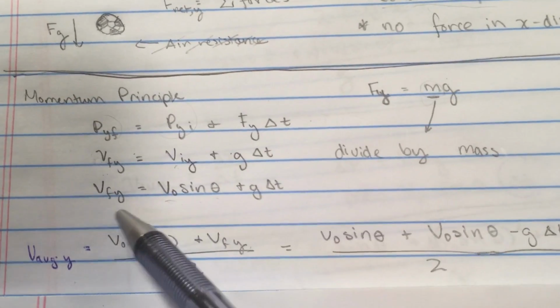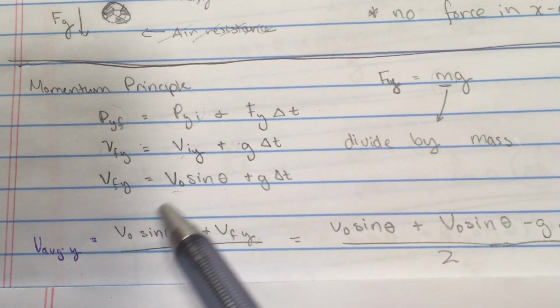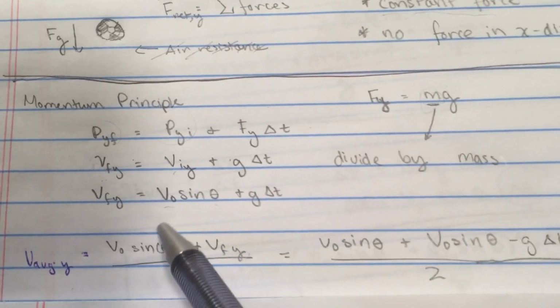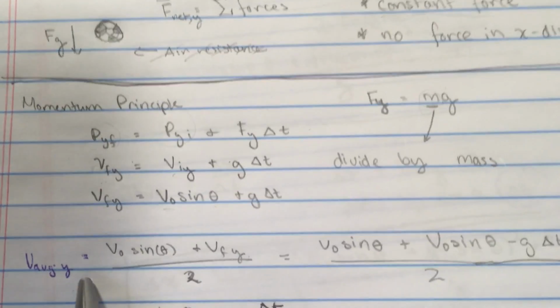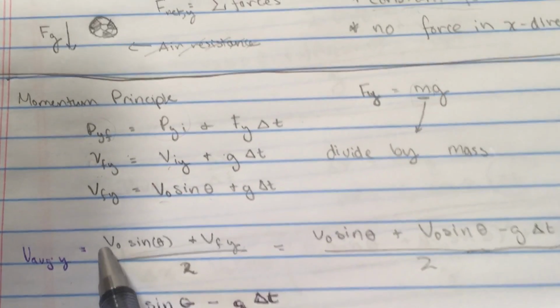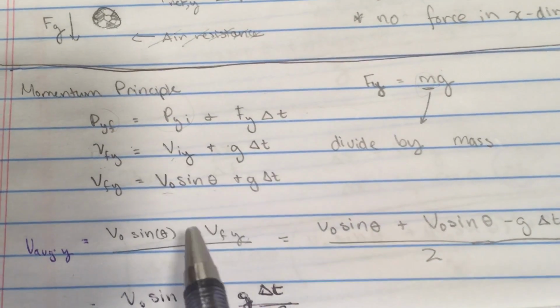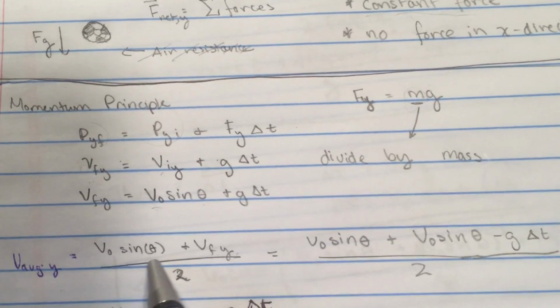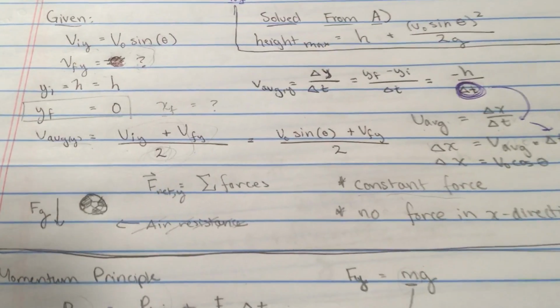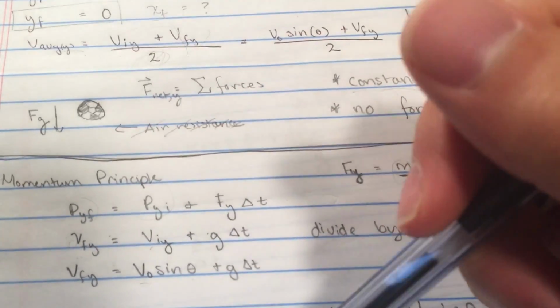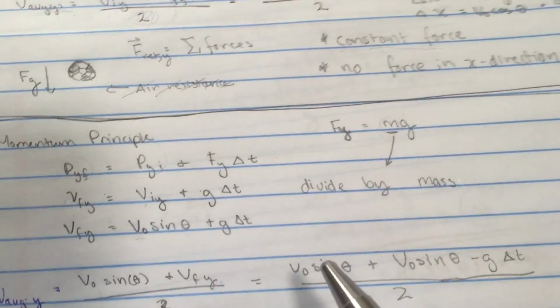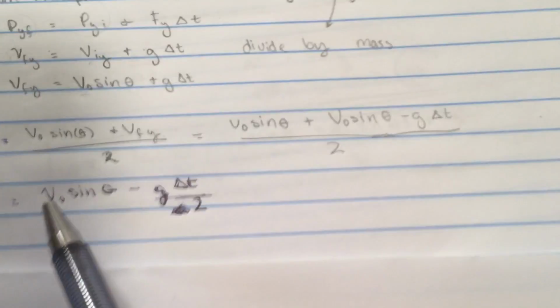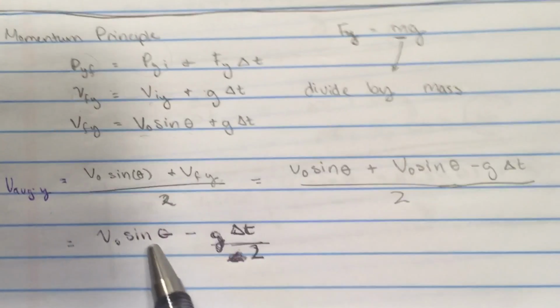With the initial velocity and final velocity of y, we can now find the average velocity of y, which is simply the initial velocity plus the final velocity divided by 2. The initial velocity is given here as v sine theta, which we went over earlier, and by calculating and substituting everything in, we find that the average velocity of y is v sine theta minus g delta t over 2.